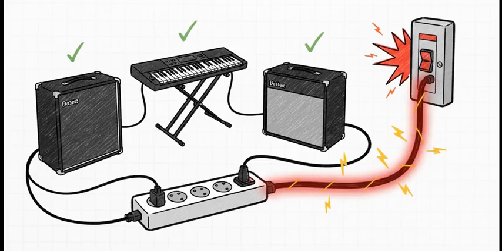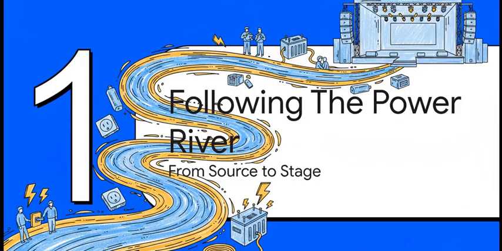So you gotta remember, the gear itself is probably totally fine. But when you plug it all in together, the combined demand can be way more than the circuit was ever designed to handle. To solve this puzzle, first we've got to understand how power even gets to the stage in the first place. Okay, section 1, following the power river.